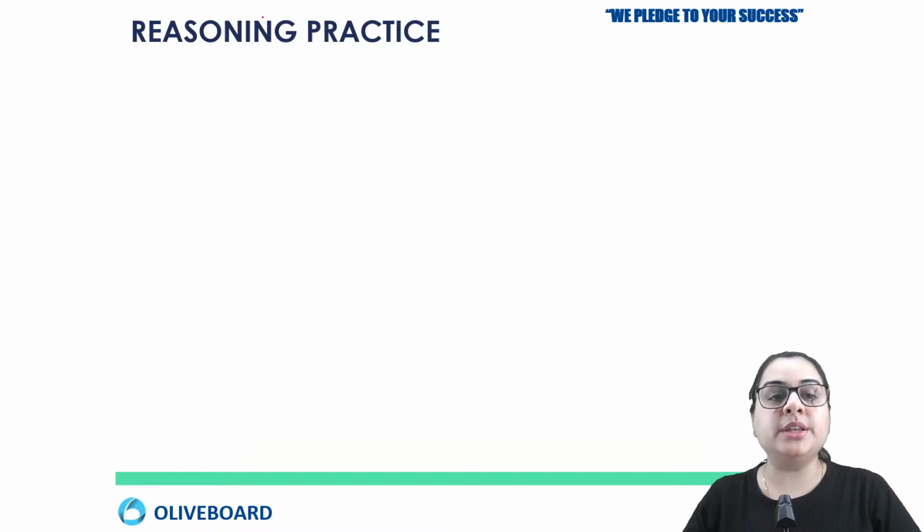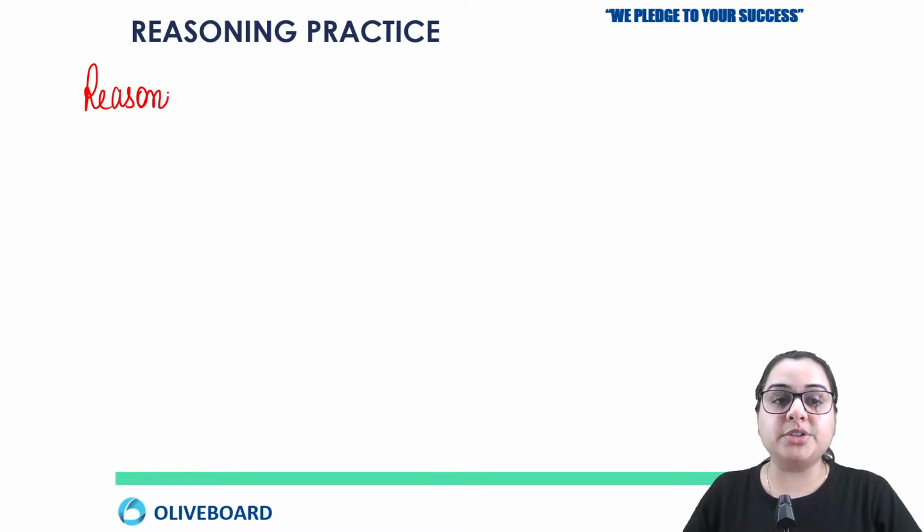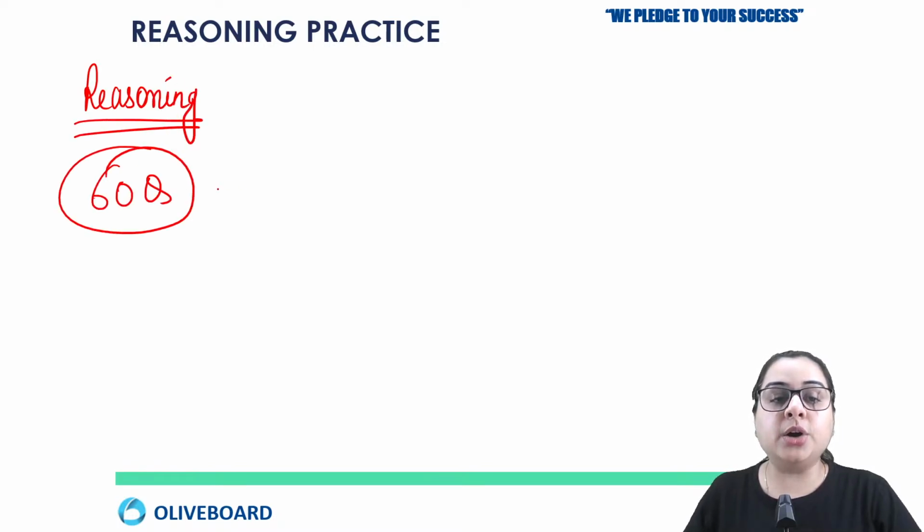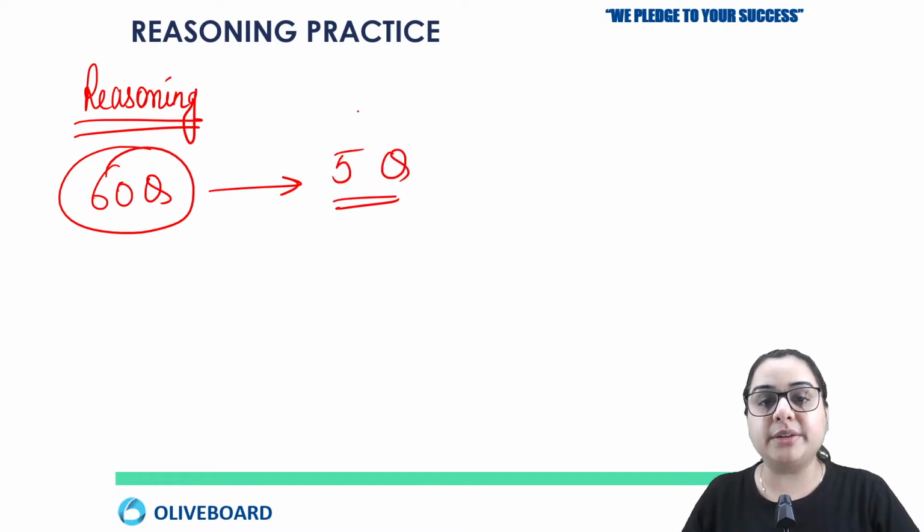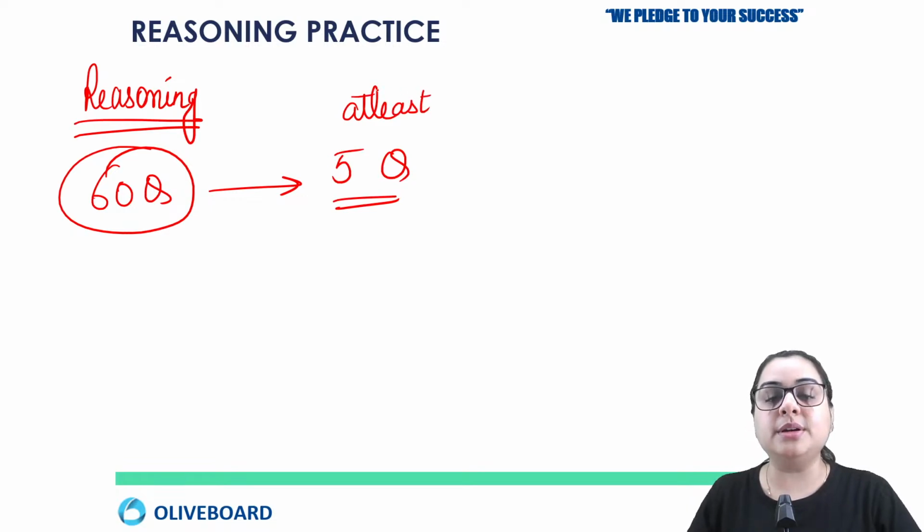And also in your reasoning portion, because in your RBI examination, you already know you have 60 questions, right? Out of those 60 questions, there will be 5 questions of inequality, at least 5 I would say. Sometimes they are going to cover 6 or 7 also, but at least 5 questions of inequalities will definitely be there. And this is the easiest chapter of your whole reasoning.